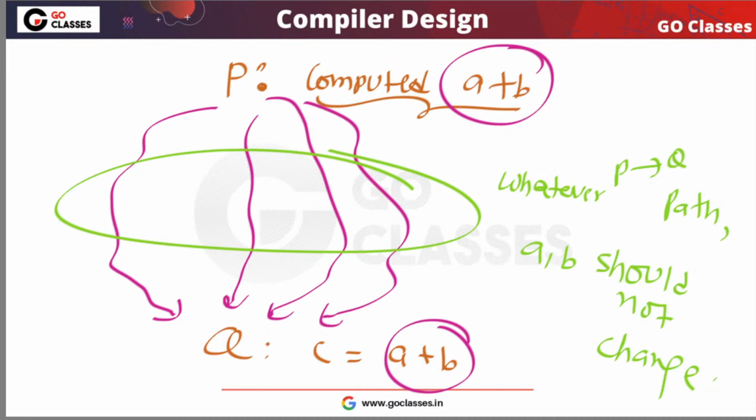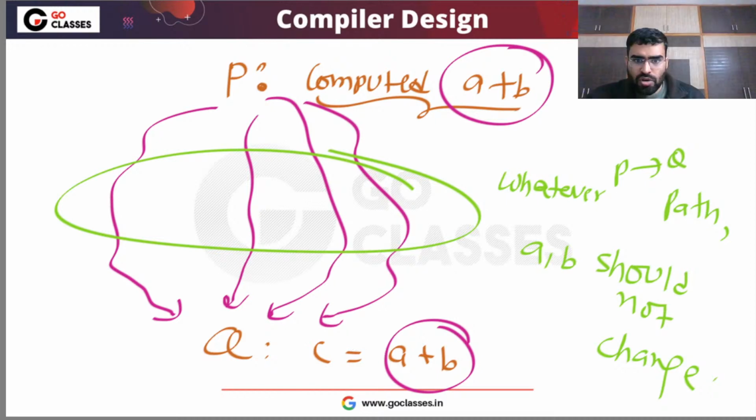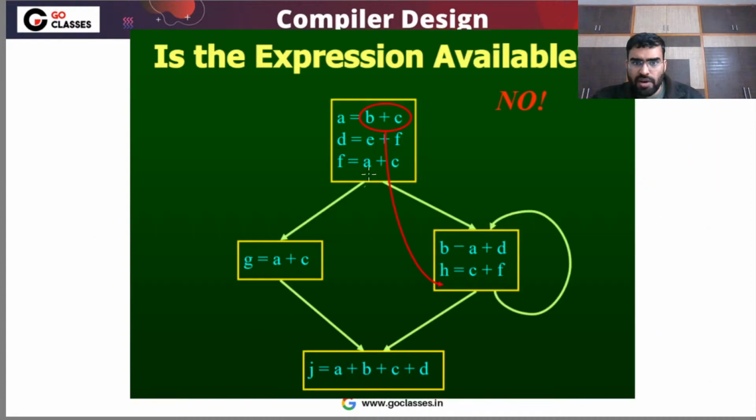Is this clear? Tell me. This is quite intuitive, yes or no? I will tell you the difference between liveness analysis and available expression analysis. You don't worry about liveness analysis, that is a different analysis. Available expression analysis is different, both are different. I will tell you what the differences are, so don't worry about these things, just focus on this. Did you understand why this b plus c is not available here? Is there anyone who did not understand this?